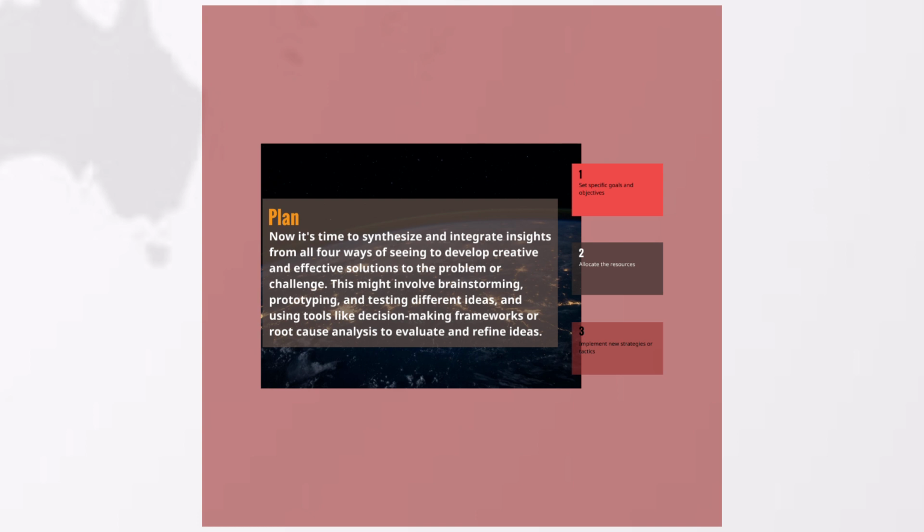Finally, it's time to implement your new strategies or tactics. It is important to be open to feedback and make the necessary adjustments along the way. Remember, the four ways of seeing is an iterative process. You may need to revisit earlier steps or use the four lenses to analyze a specific issue further. By doing so, you will continue to develop a deeper understanding of the problem or challenge and ultimately find more effective solutions.